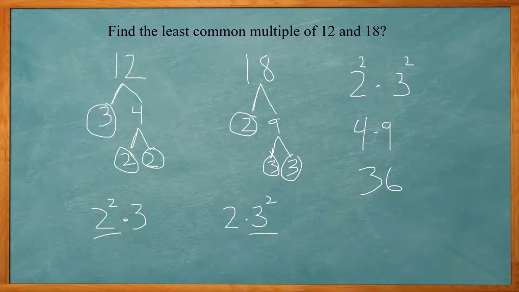So here I found the prime factorization of each. I'm going to take all the numbers, not just the ones they have in common, but all the factors, 2 and 3. In this case, they were the common ones, but you always want to take all the different factors and take the highest exponent of each one. So we had 2 and 3. Highest exponents were 2 squared and 3 squared. So we multiply those together to give us 36. So 36 is the least common multiple.